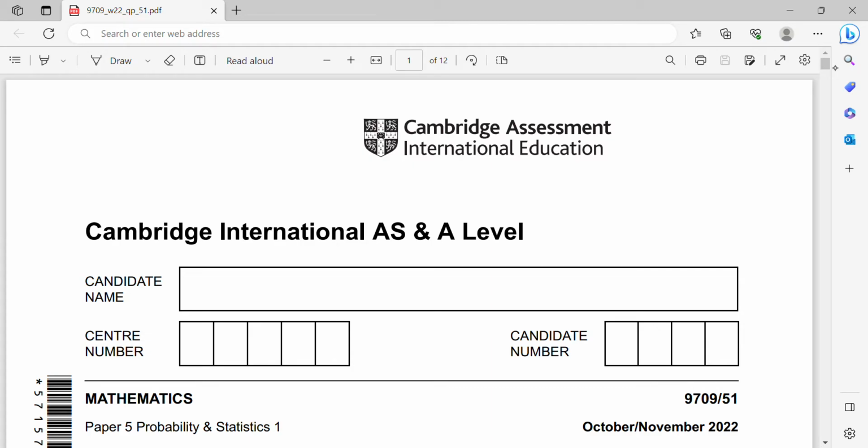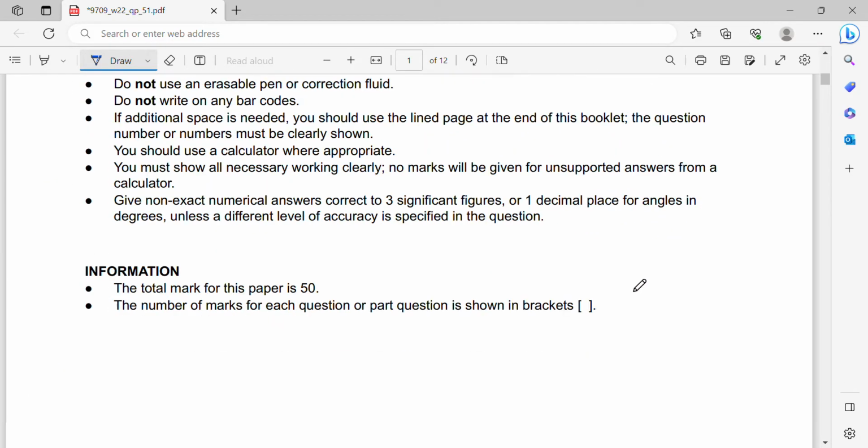This is Cambridge International AS and A-Level Mathematics, Paper 5, Probability and Statistics 1 for October-November 2022, and the code is 9709/31. Alright, so let's start.